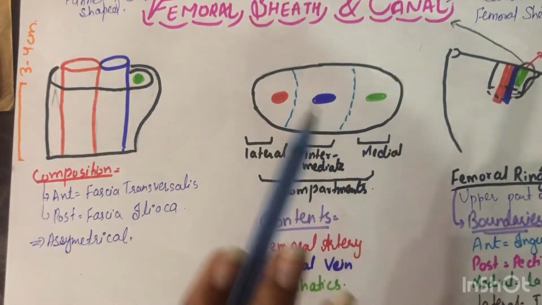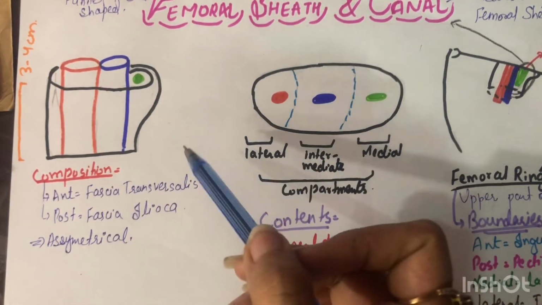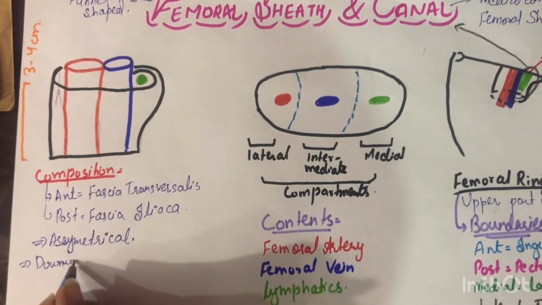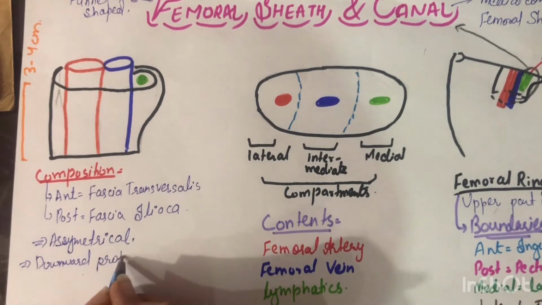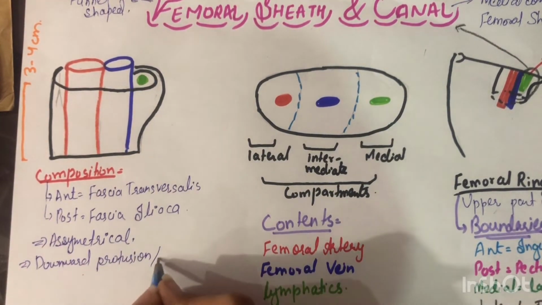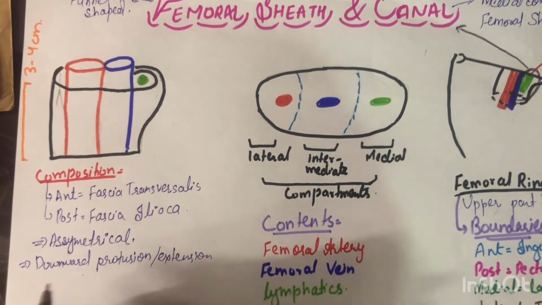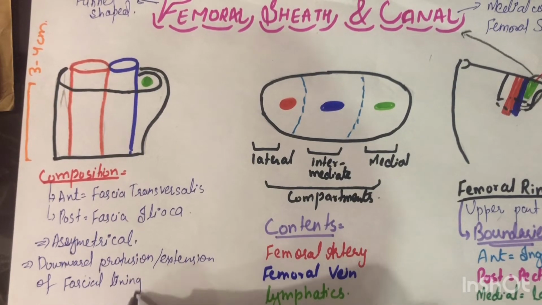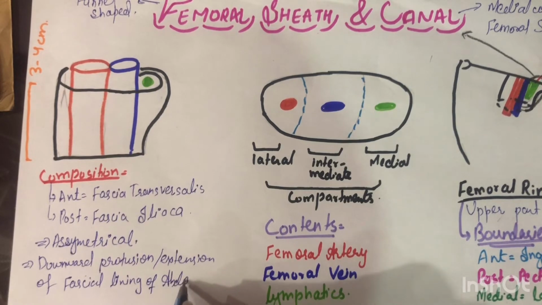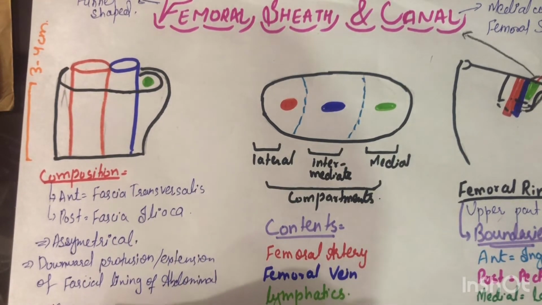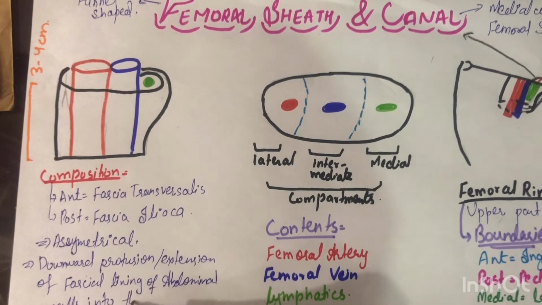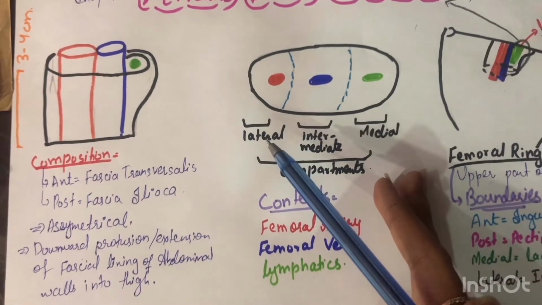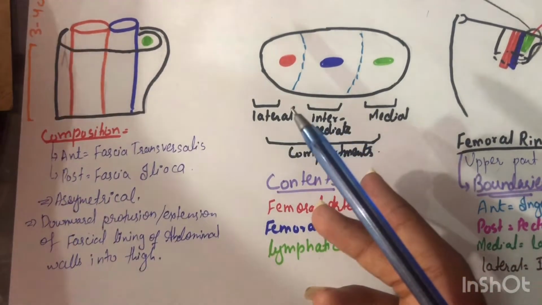Then one more thing about this femoral sheath is that it is a downward protrusion. Protrusion is nothing but, we can say, extension of fascial lining of abdominal walls into the thigh. I have already cleared this to you, that it is made up of two abdominal layers that are extending here. The one is fascia transversalis and the second one is fascia iliaca, right?